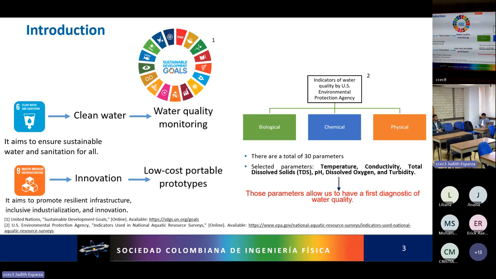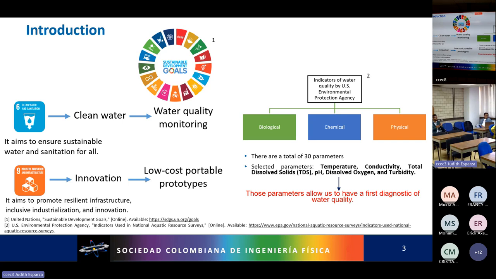As you can see, the sustainable development goals are a roadmap made by the United Nations for the development of countries. And we are focused on goals number 6 and number 9. Number 6 talks about clean water and sanitation. And number 9 talks about innovation. Why innovation? Because we want to implement a low-cost portable prototype. And why clean water? Because those prototypes are for water quality monitoring.